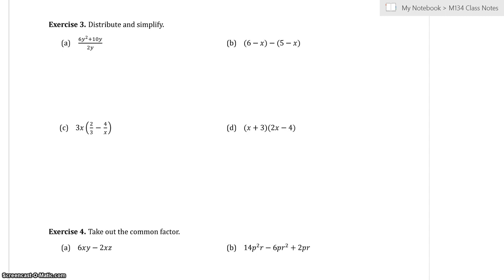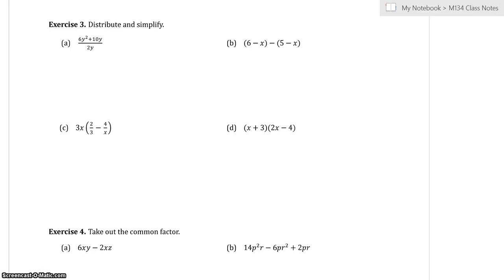So moving on to the next page, page 7, there are 2 exercises for you to try. The first is going to be going forward. Exercise 3 is going forward, distribute and simplify. We'll practice that again. And then we're going to go backwards. Exercise 4 is what I did on example 2 on page 6, which is when we take out a common factor. We use the distributive property backwards. But let's try exercise 3 first.